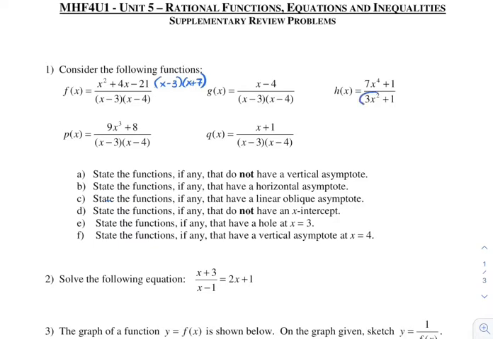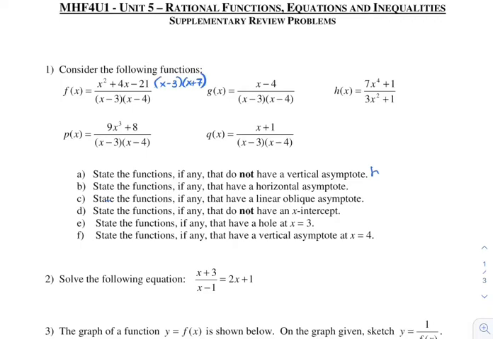For the third one, I cannot get 0 on the bottom here. No matter what, x squared will be at the very least 0. I can't get negative numbers. Multiplied by 3 and add 1, I can't get a 0 there. So h cannot have a vertical asymptote. For p, I'm going to have a vertical asymptote at 3 and 4. For q, I'm also going to have a vertical asymptote at 3 and 4. So h is the only one that would not have a vertical asymptote in this case. So I'll put that back in there.